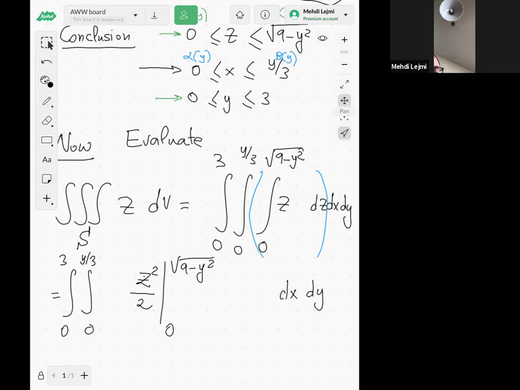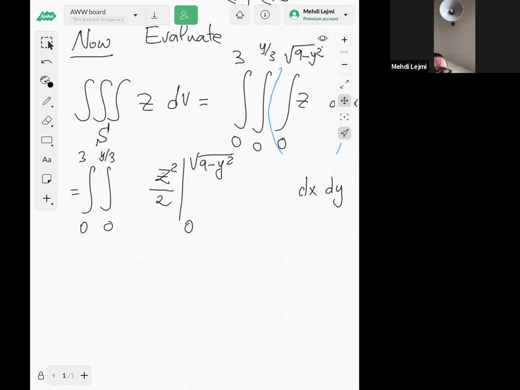So if you replace z by the square root of 9 minus y squared, because of the square, the square is going to cancel out with the square. So that's 9 minus y squared over 2. And of course, if z is 0, everything is going to be 0. So that's just 9 minus y squared over 2.